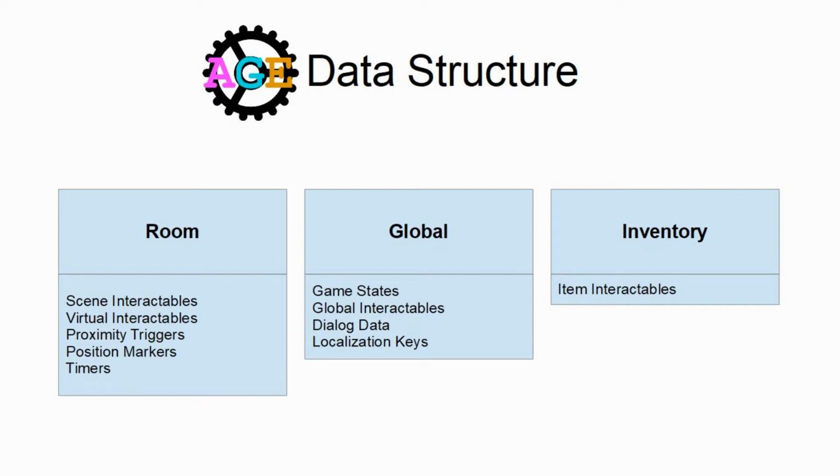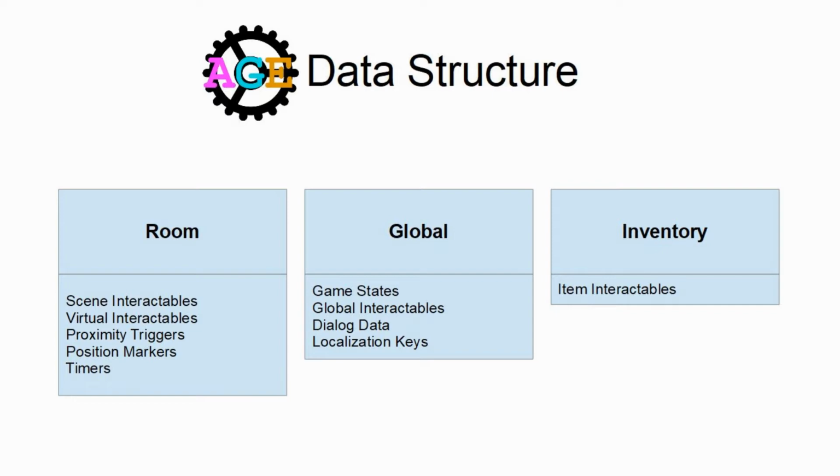Interactables is everything that holds logic in the game. So we got the scene interactables. Those are actual things in the scene that you can click on and maybe you can look at it, or it's a character you can talk to. Then you have virtual interactables. They are also part of a room, but you can't see them in the room. They can execute logic in the background unseen to the player.